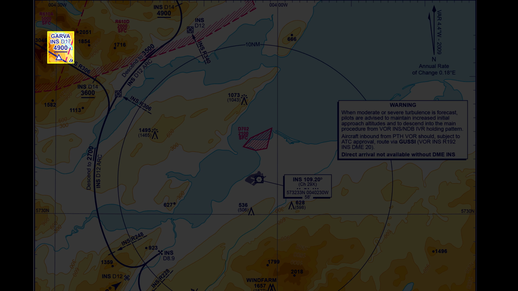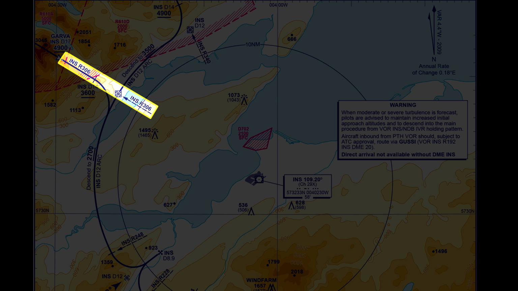Rather conveniently, we have a waypoint up here called Garva, so that will be our starting point. It's at a DME distance of 17 nautical miles from the INS VOR, and there's also an altitude constraint there telling us not to fly below 4,900 feet. If you follow the approach towards the airport, you'll see that it gives us the radial that we need to fly, which is 306 degrees.